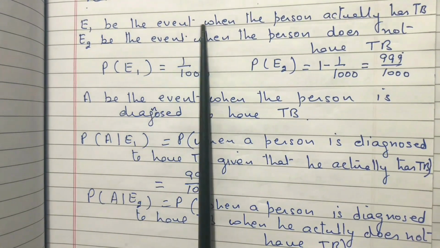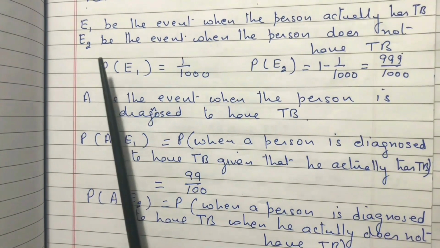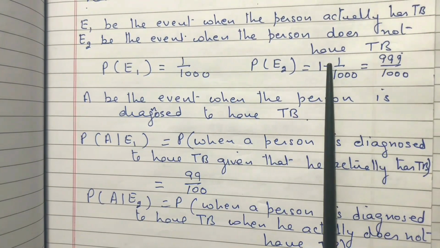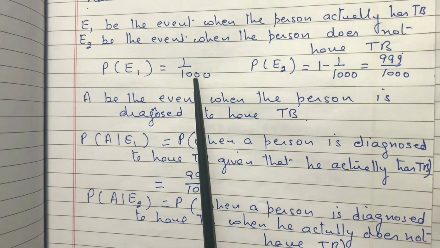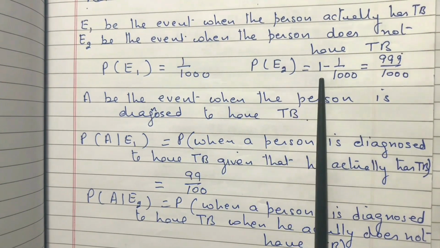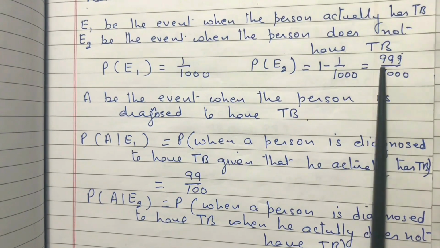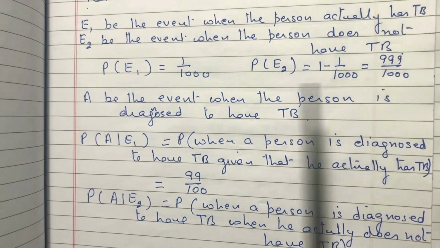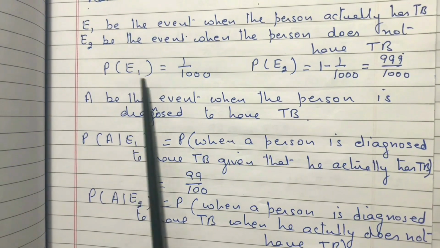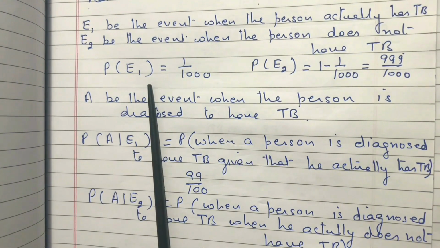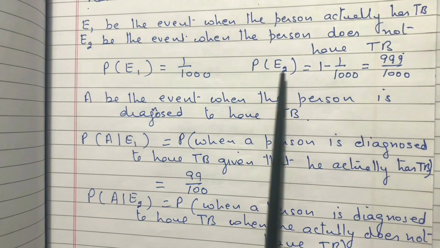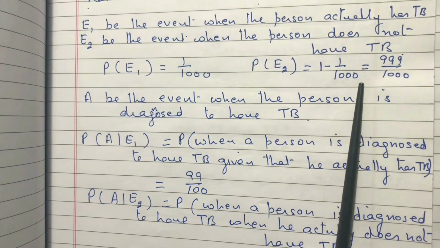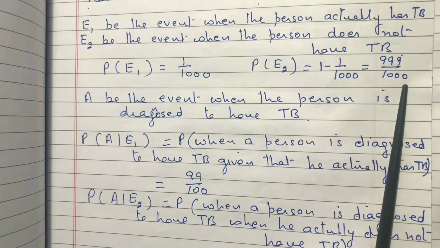Let E1 be the event when a person actually has TB. Let E2 be the event when a person doesn't have TB. So probability of E1 is 1 by 1,000 and probability of E2 is 1 minus 1 by 1,000, that is 999 by 1,000. So in a certain city we know 1 in 1,000 people suffer from TB, so its probability is 1 by 1,000. So the probability he doesn't have TB is 1 minus 1 by 1,000, that is 999 upon 1,000.